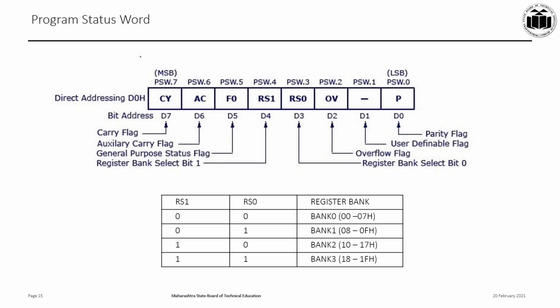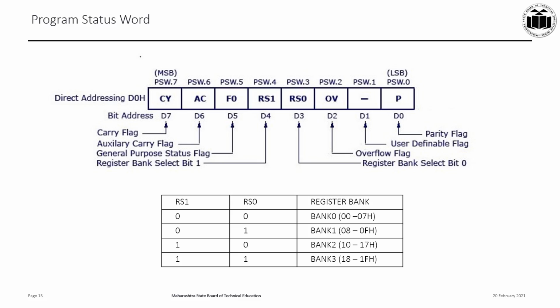The overflow flag, which is the D2 bit, is used in signed arithmetic operations. Overflow occurs when the result of the signed arithmetic operation is too large, so it cannot be stored in one register. It is used to detect the overflow in signed arithmetic operations.